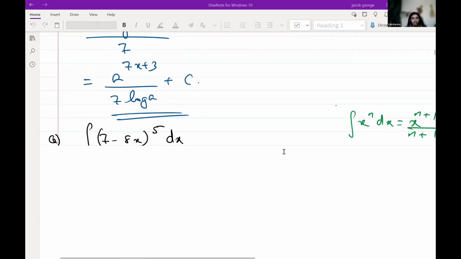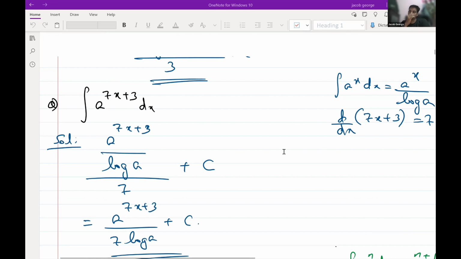Could you explain that question a bit more, sir? The integral of a raised to x is a raised to x by log a. So first we do the integral of a raised to 7x plus 3, which is a raised to 7x plus 3 by log a. Is that part clear? Yes, sir. Divide by the derivative of 7x plus 3, that is 7. Okay, got it.